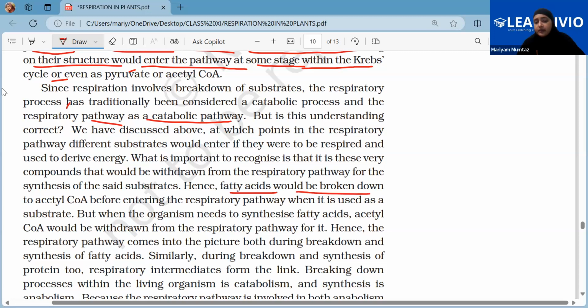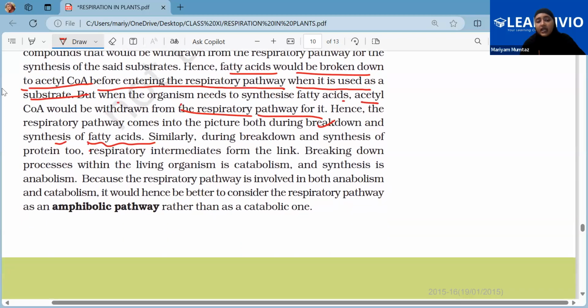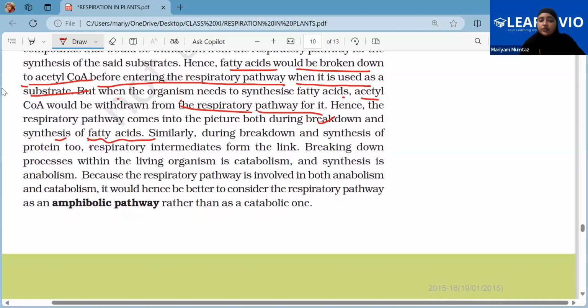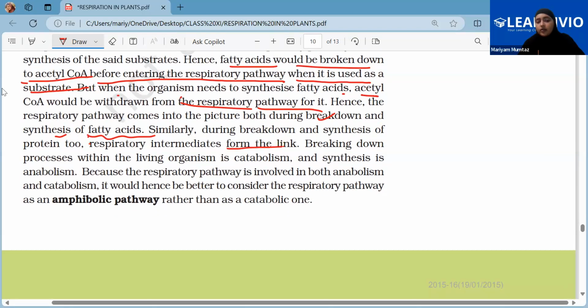Hence, fatty acids would be broken down to acetyl coenzyme A before entering the respiratory pathway when it is used as a substrate. But when the organisms need to synthesize fatty acid, this acetyl coenzyme A would be withdrawn from the respiratory pathway for it. Hence, the respiratory pathway comes into the picture both during the breakdown and during the synthesis, more particularly, right now we're discussing fatty acid. Similarly, during breakdown and synthesis of protein too, respiratory intermediates form the link.